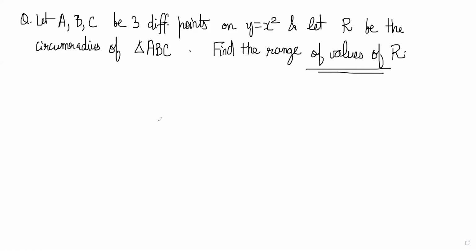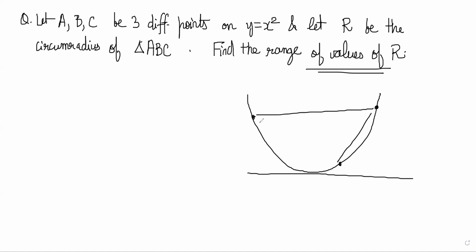So basically in this question, we have 3 points on a parabola and we have to find the range of values of the circumradius of the triangle using those 3 points. If you have a parabola like this and you take any 3 arbitrary points, this triangle will have some circumradius. We have to find the possible values of R, right?